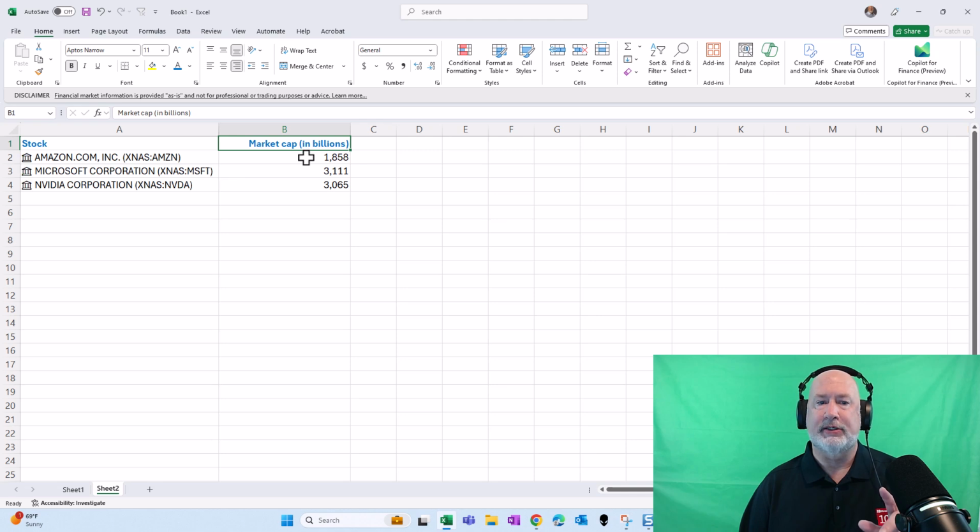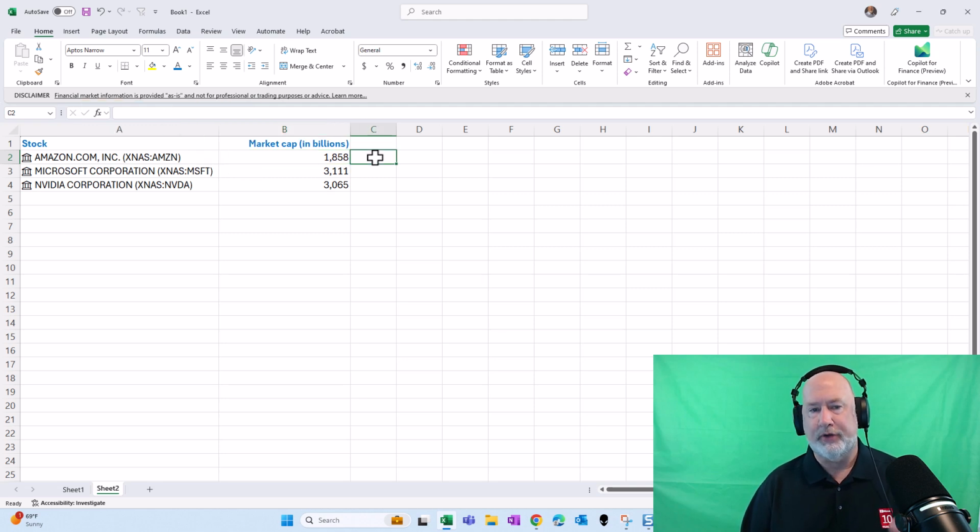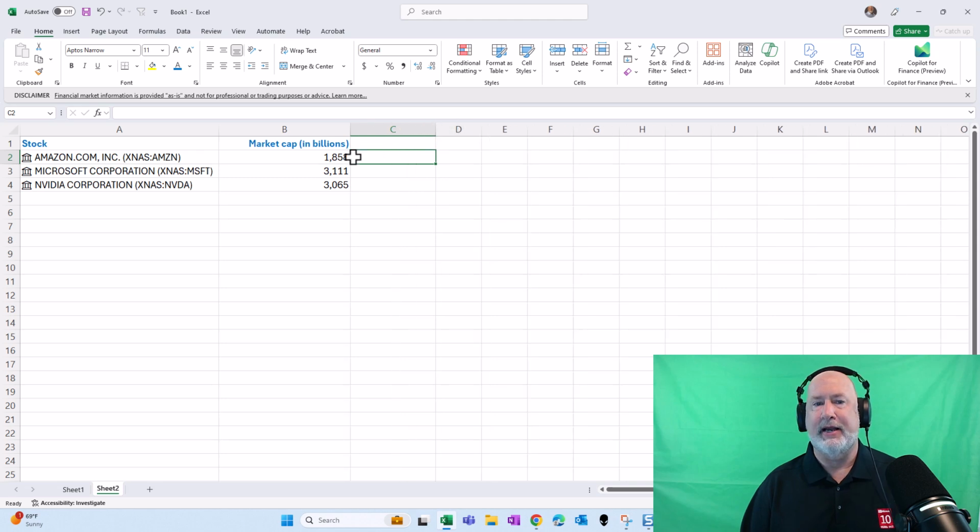What's nice about this is if someone goes to cell B2 and looks in the formula bar, that number is still correct. So you didn't replace your numbers, which you could have done over here with that trick, taking the number and dividing. But I don't want to have to deal with anything extra if I don't want to.